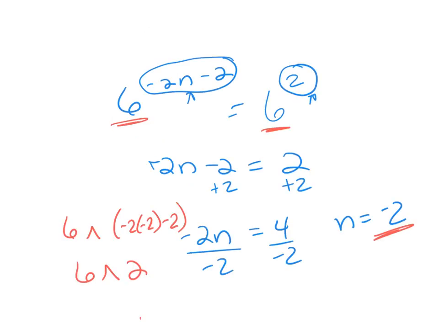So when the bases are the same, you have 6 to the negative 2n minus 2 equals 6 to the 2. You just make the two exponents equal to each other and leave the variable alone, and you get that n equals negative 2. And to check it, you just plug in a negative 2 for n to make sure they both give you 36s.